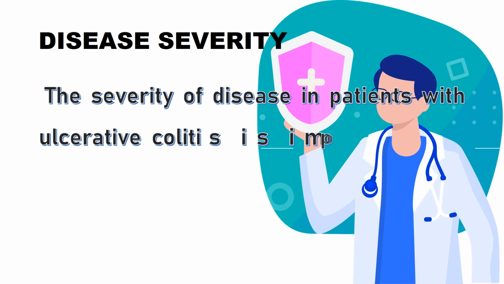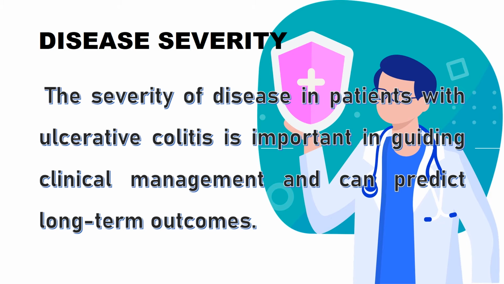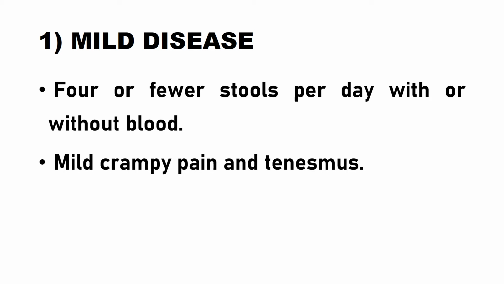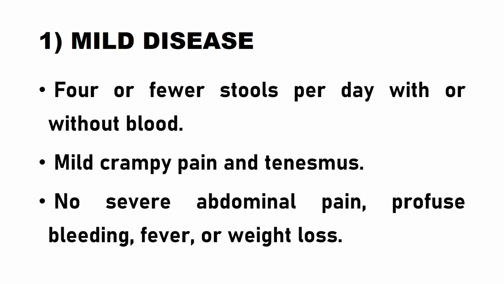The severity of disease in patients with ulcerative colitis is important in guiding clinical management and can predict long-term outcomes. Mild disease is characterized by 4 or fewer stools per day with or without blood. Mild crampy pain and tenesmus. No severe abdominal pain, profuse bleeding, fever, or weight loss.